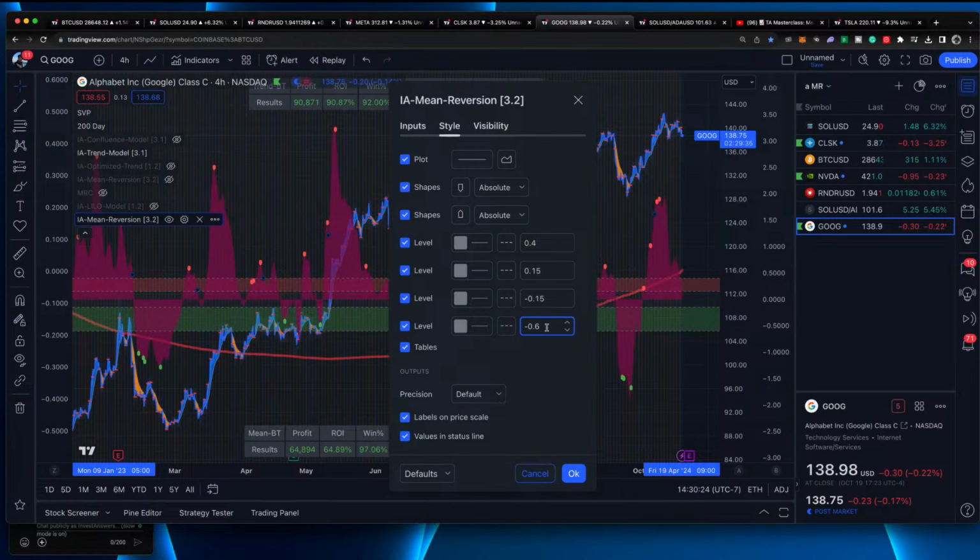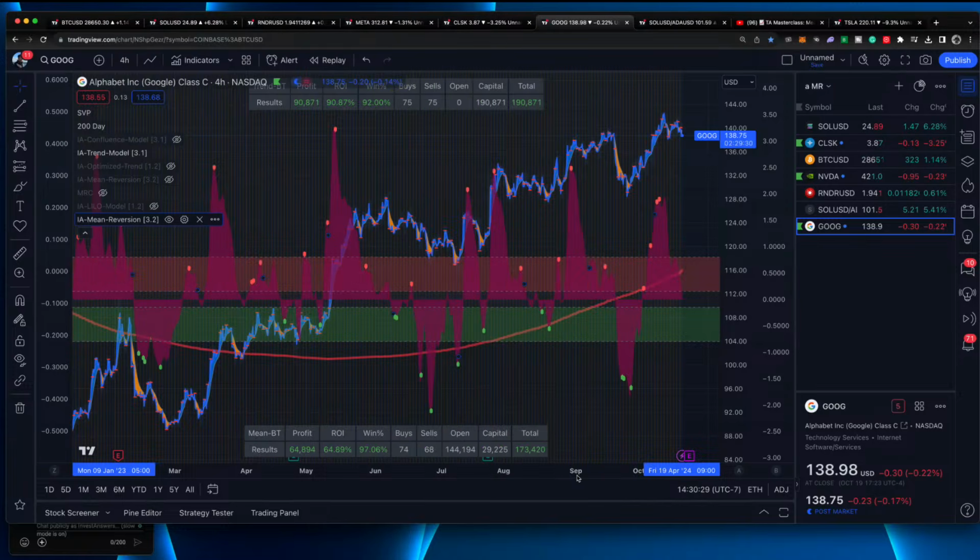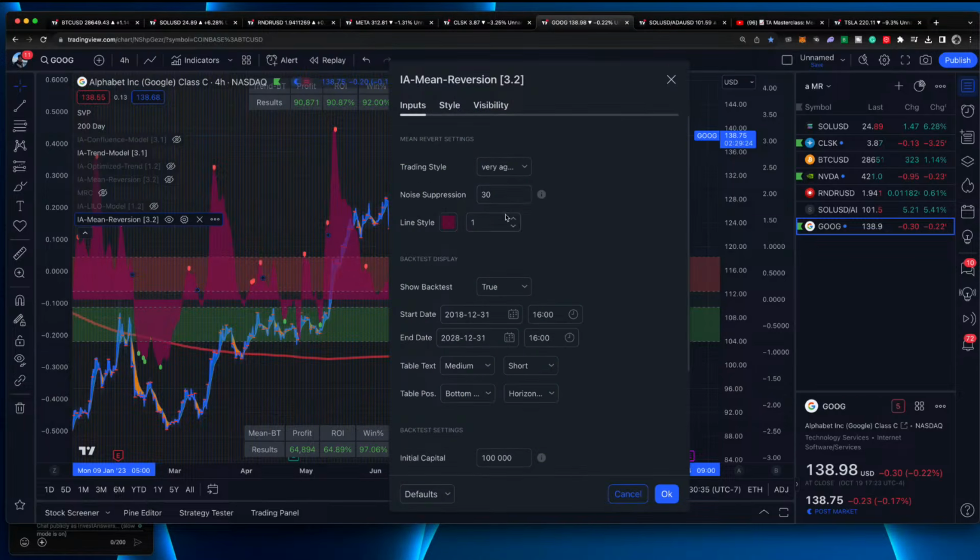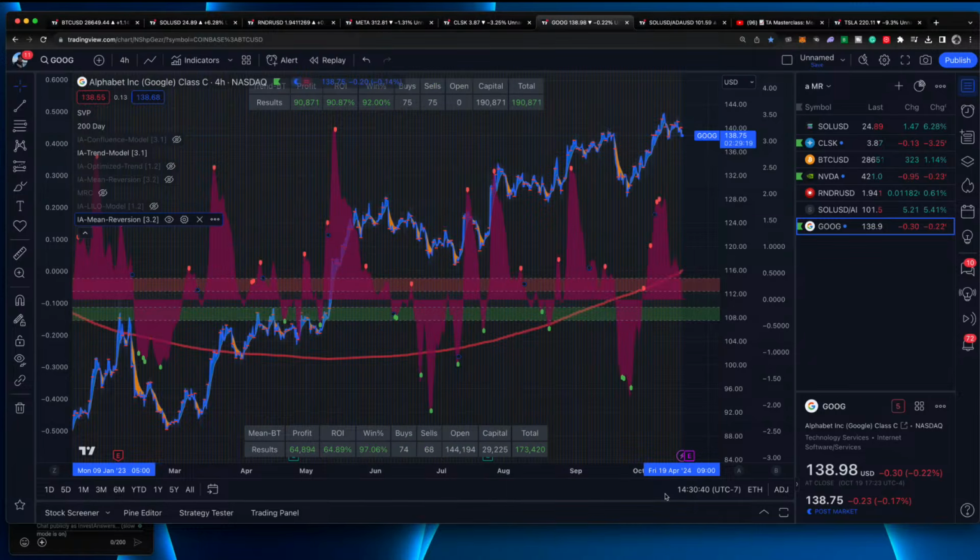Let's go to 0.8 and 0.8. So for example, Tesla today nearly hit 2 standard deviations outside. What we can also do is turn on more noise suppression. We can take this up to 60, so we get even fewer signals.